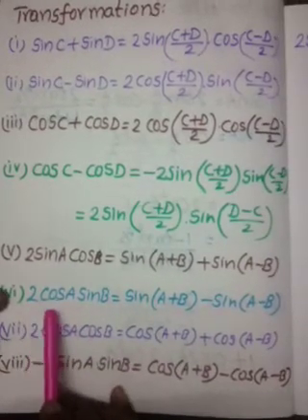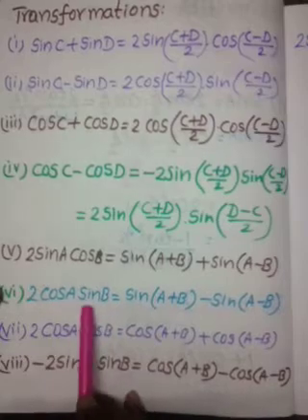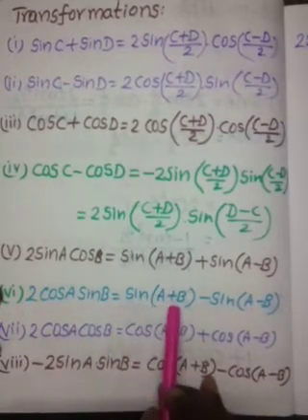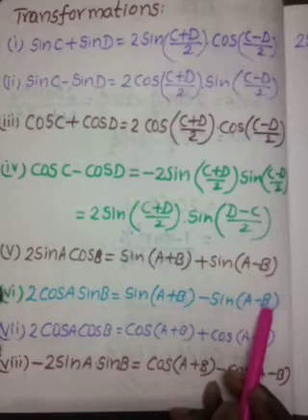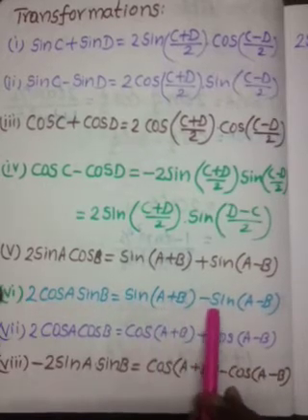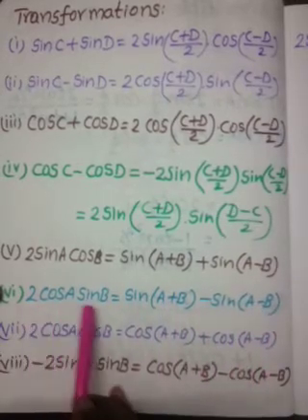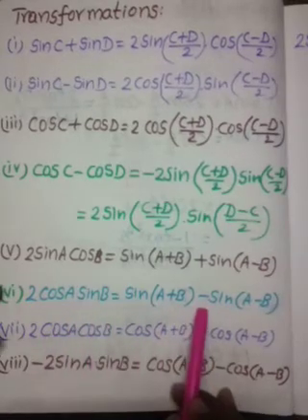Now come to this formula. 2 cos a sin b is equal to sin of (a plus b) minus sin of (a minus b). Sin of (a plus b) minus sin of (a minus b) is equal to 2 cos a sin b. Okay, my children.